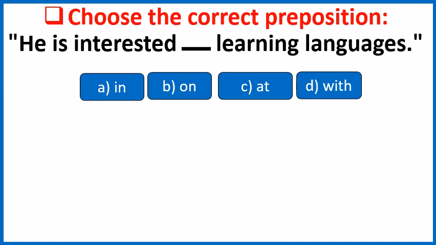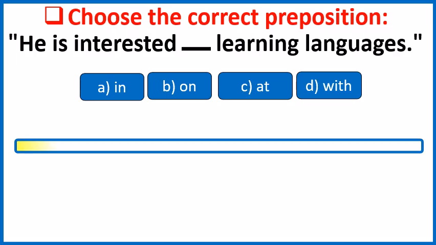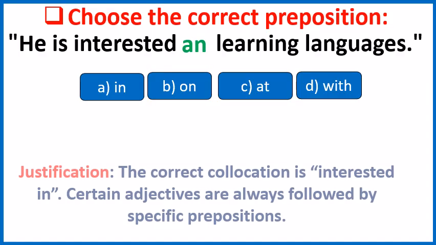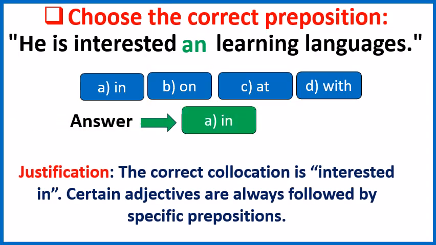Choose the correct preposition. The answer is, he is interested in learning languages. The correct collocation is interested in. Certain adjectives are always followed by specific prepositions.